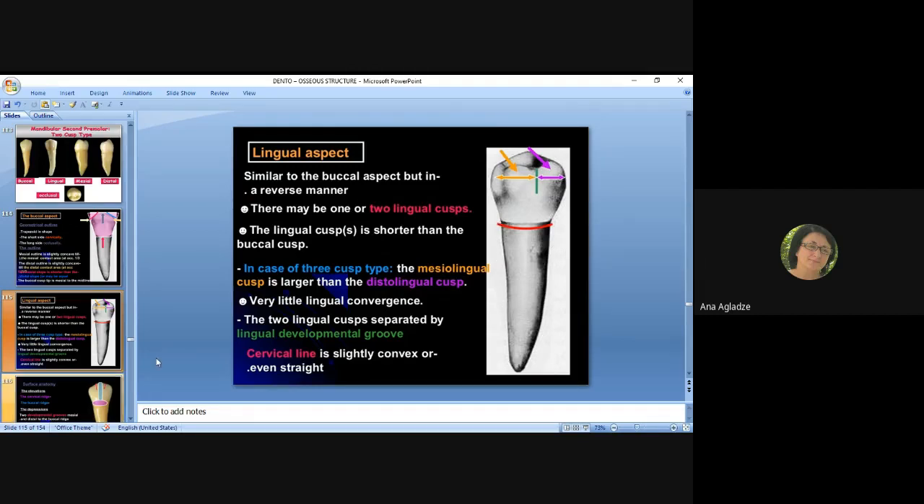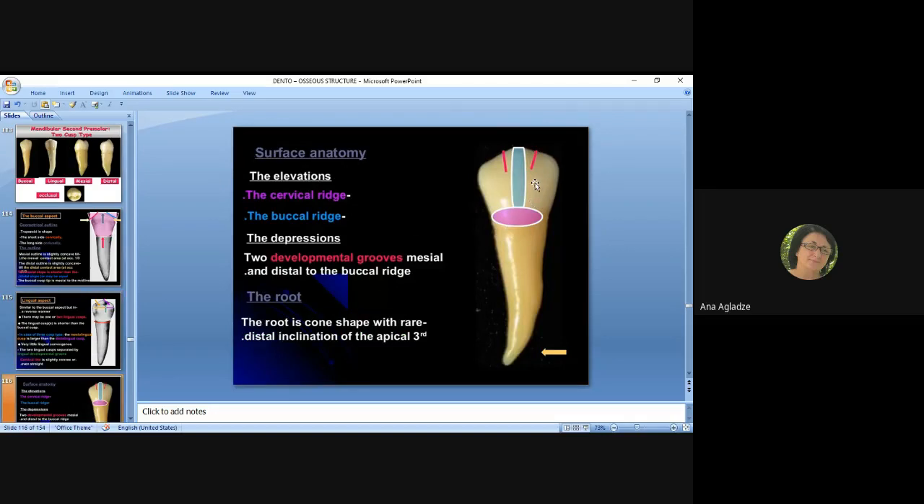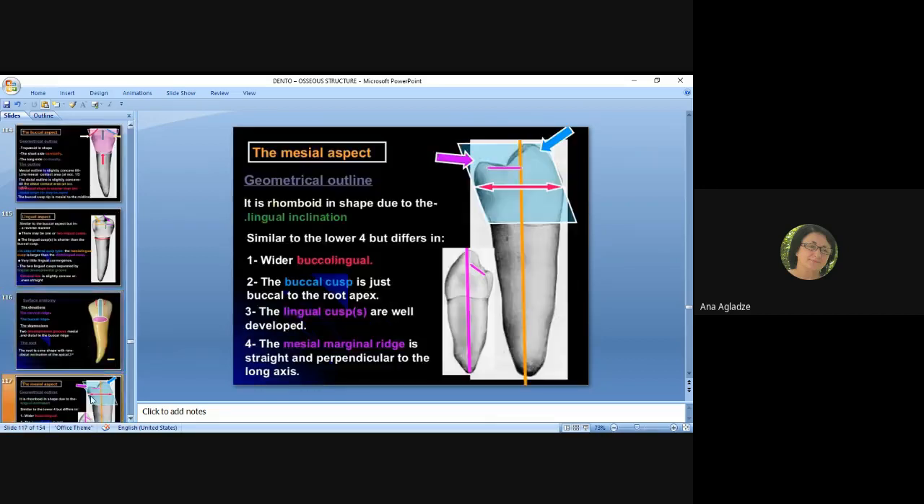the root is conic. Here you can see these elevations. This is the buccal ridge, and the cervical ridge, and there are depressions. There are developmental grooves, mesial and distal developmental grooves. The root is cone shaped, and rarely it has distal inclination. And this is the mesial aspect. You can see these cusps.